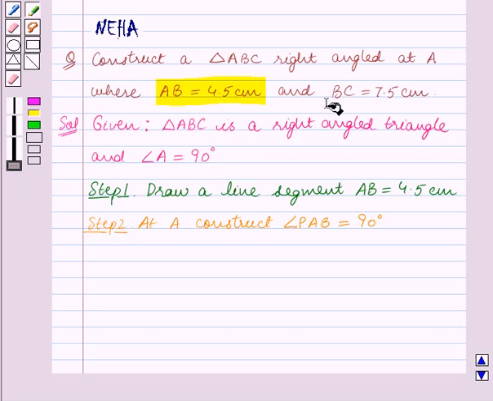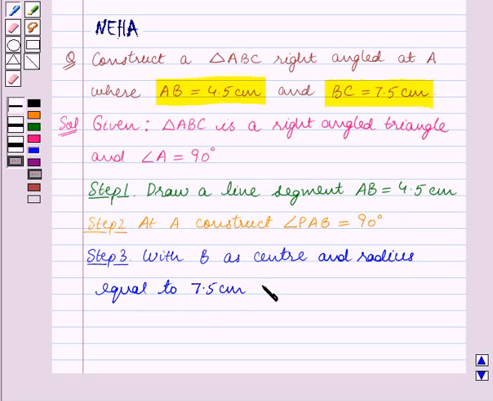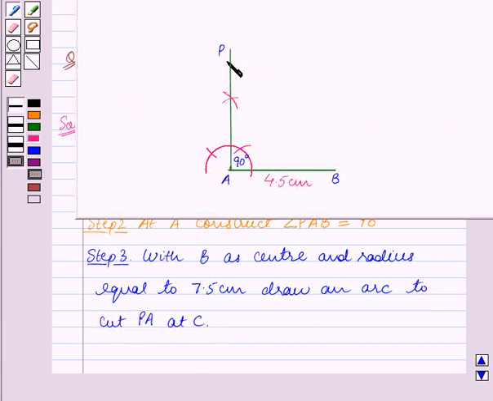Now we are given the length of the hypotenuse, that is BC, is equal to 7.5 centimeters. So in step 3, we shall construct BC. Step 3 is with B as center and radius equal to 7.5 centimeters, draw an arc to cut PA at C. So with B as center and radius equal to 7.5 centimeters, we will draw an arc, and this point where this arc cuts PA is the point C.